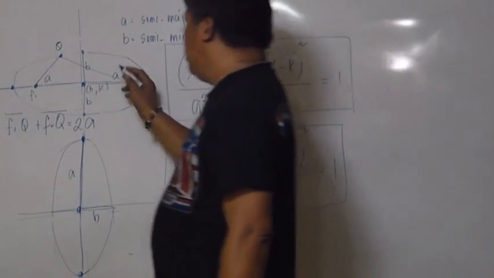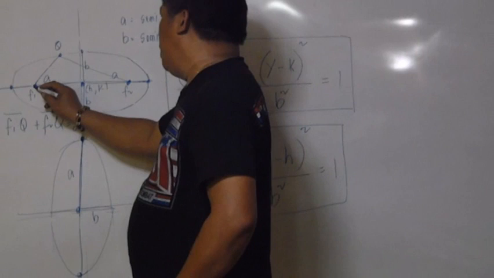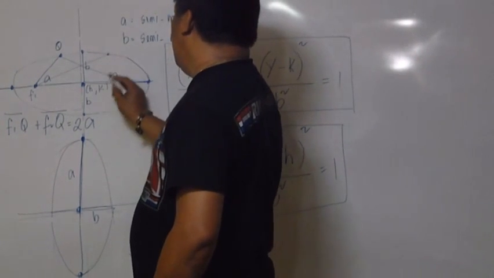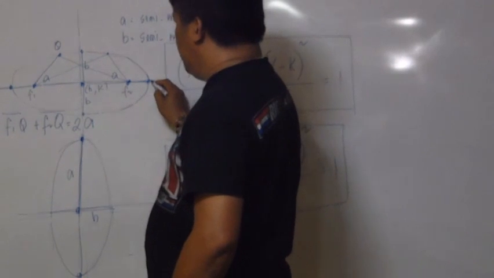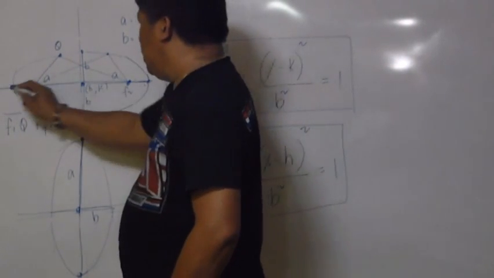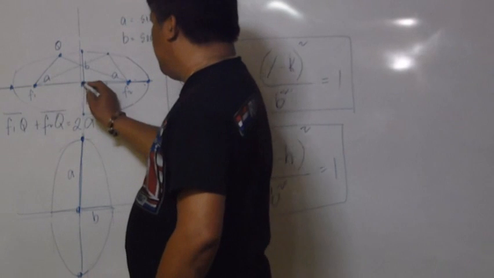Whatever point is considered here, if you add these two distances, it will give you this distance here. Remember, this distance to that point is 2A, because this one to the center is A.